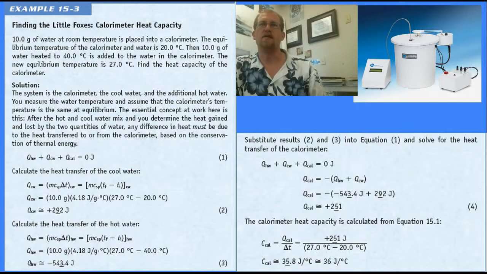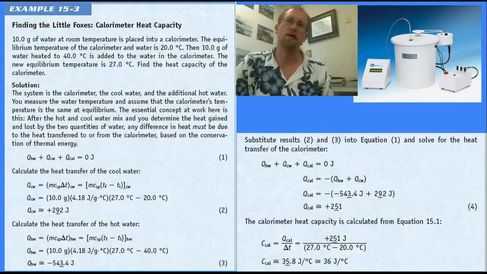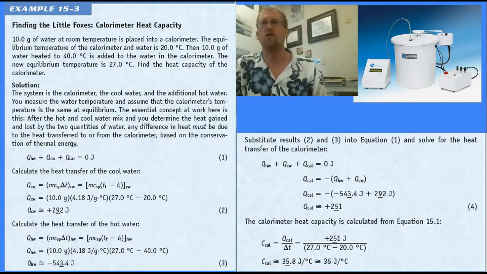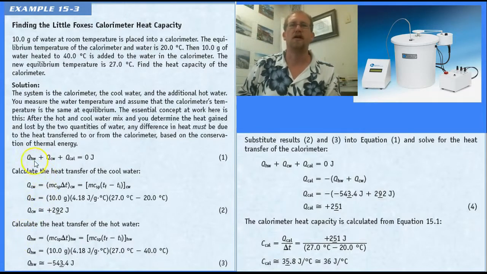The essential concept at work here is this. After the hot and cool water mix, you determine the heat gained and lost by the two quantities of water. Any difference of heat must be due to the heat transfer to or from the calorimeter based on the conservation of thermal energy. So again, conservation of thermal energy. You have the thermal energy in the hot water, the thermal energy in the cold water, the thermal energy in the calorimeter. And if you look at the changes in all of those, it should equal 0 joules, because all of these will gain or lose energy and pass it back and forth amongst the three of them, but it won't leave the calorimeter system.